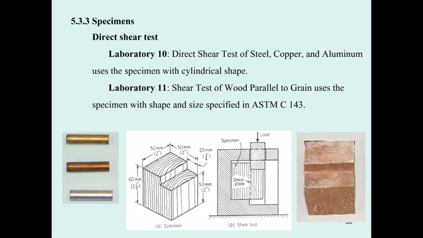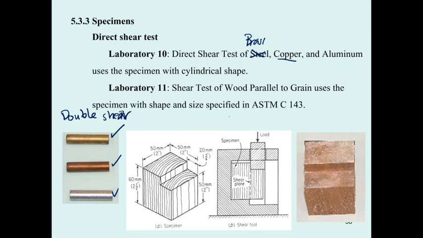We have two labs. One is laboratory number 10, the direct shear. No, it's not correct. It's going to be brass. Okay, that's going to be brass. This is the brass, and the copper, and the aluminum. Okay, and we put this specimen into the testing machine in the form of double shear, and then we get the strength of this material.